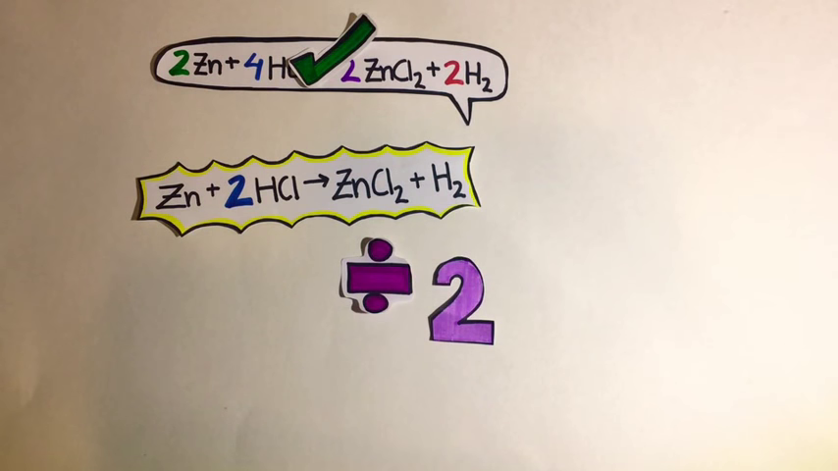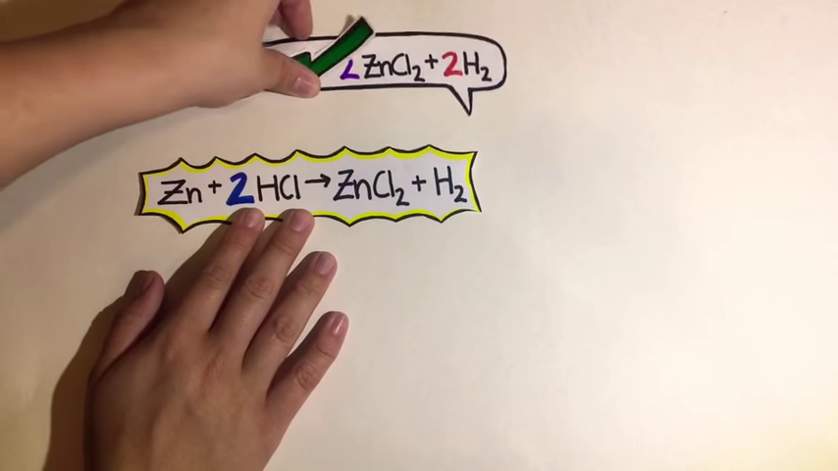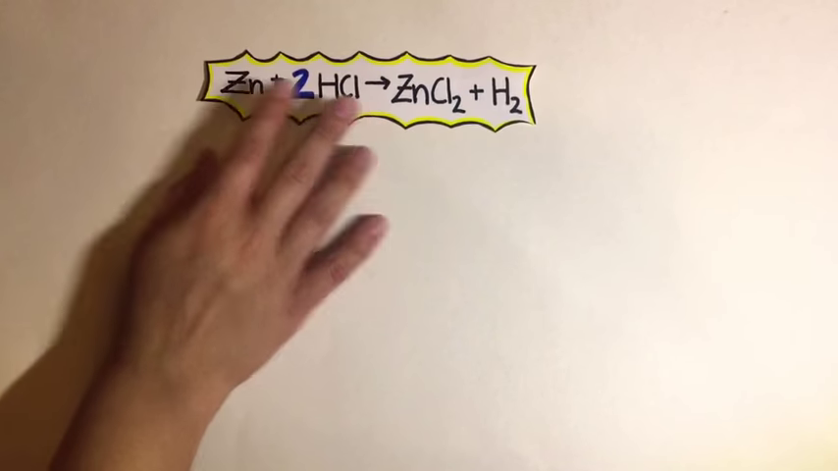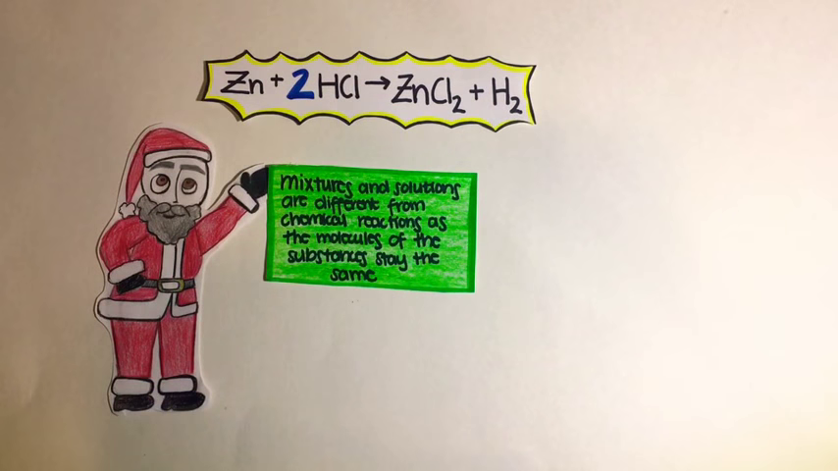Does this mean that everything done in chemistry must have a chemical equation or formula? No, said Santa. Mixtures and solutions are different from chemical reactions as the molecules of the substance stay the same. So there will be no need for a formula to be balanced.